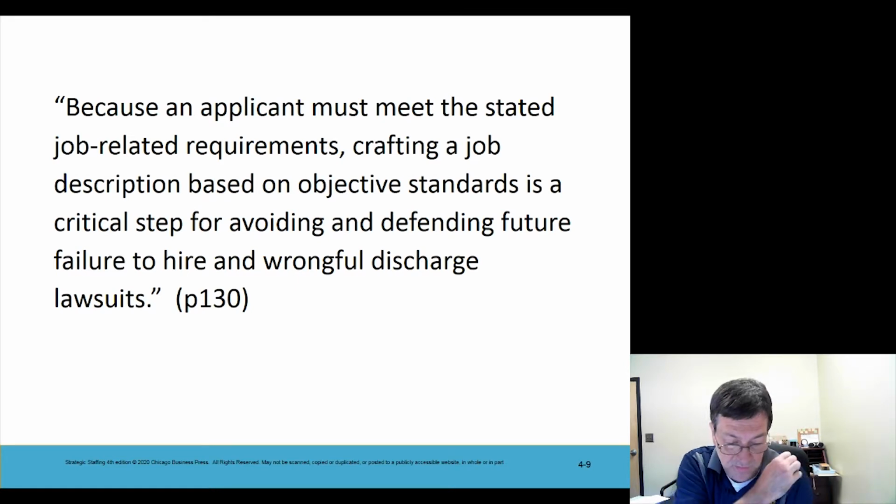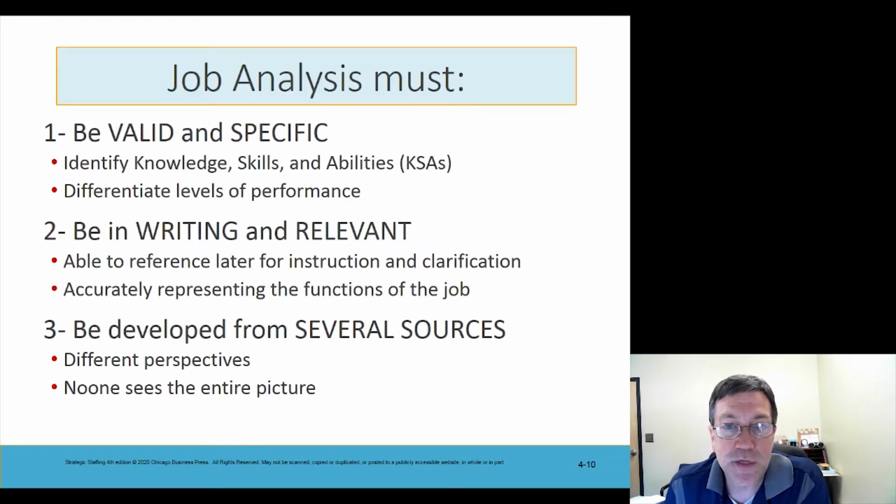And it becomes very, very black and white. So the legal issues become much less critical to us because there's nothing wrong with our processes. When we do the job analysis, a couple things to keep in mind.